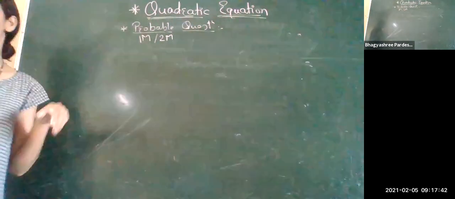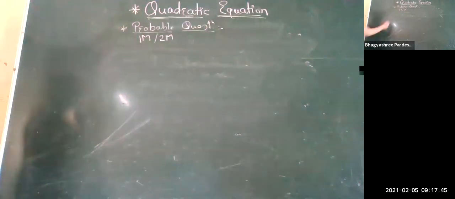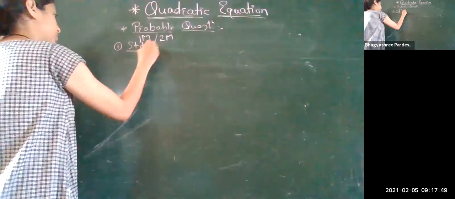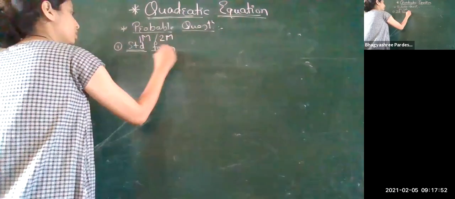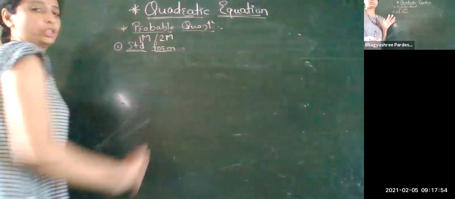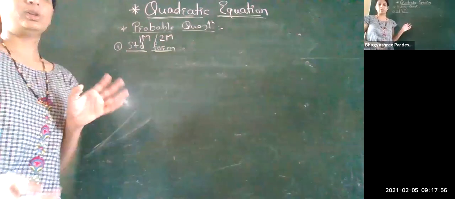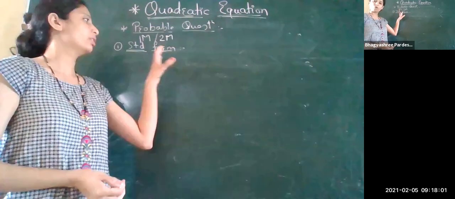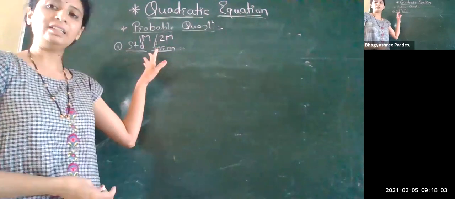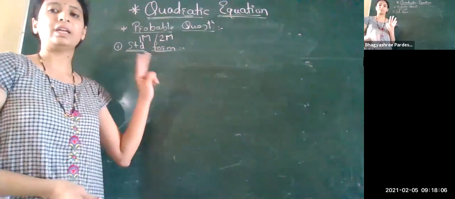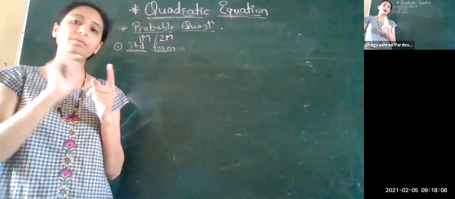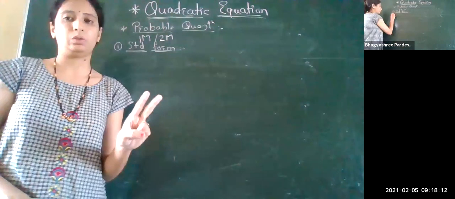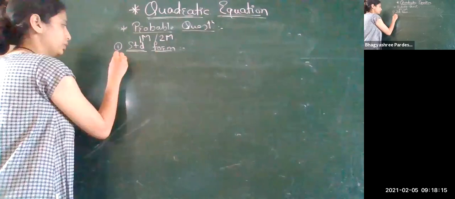Now, the next type of questions which can be asked again on the standard form only, that we are going to see. Okay, now in this question, what will happen? You will simply be given quadratic equations, and we have to write the quadratic equation in the standard form, and then we have to write the values of a, b, and c. If this type of question is asked, it can be asked for 2 marks also, depending upon the quadratic equation. So let's see the examples.